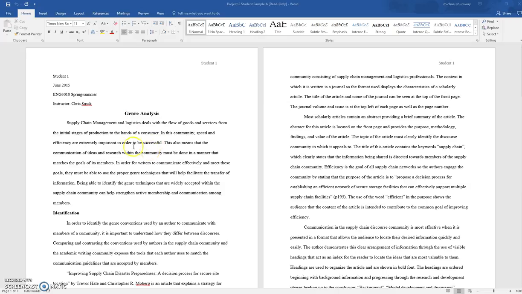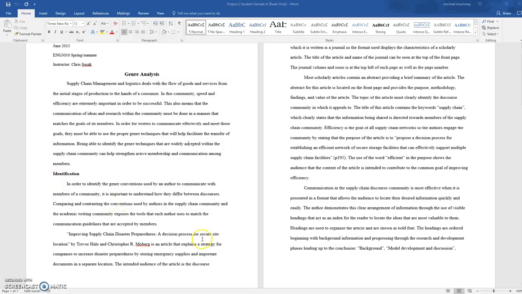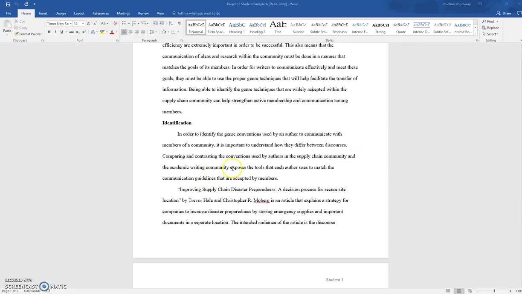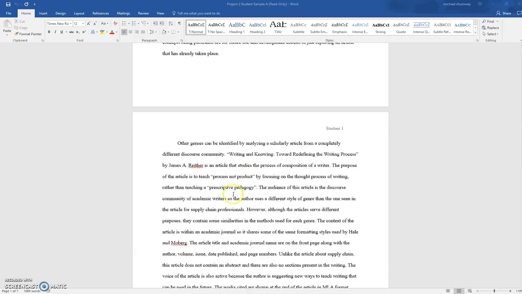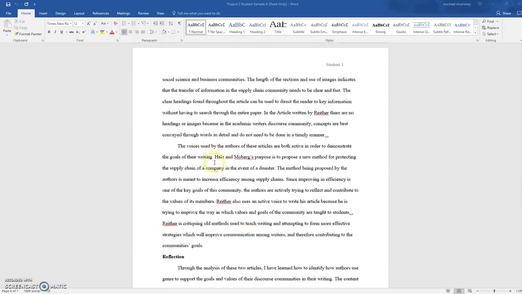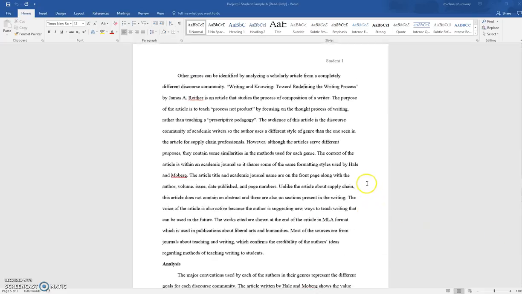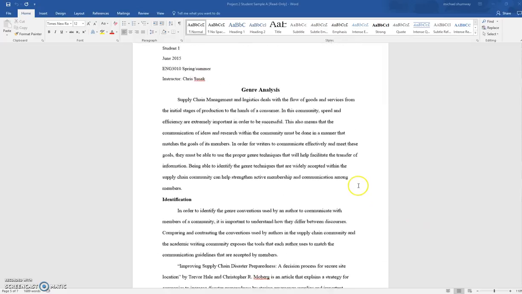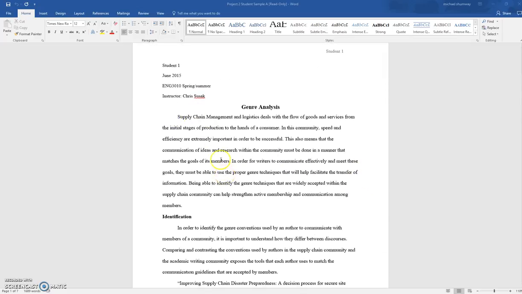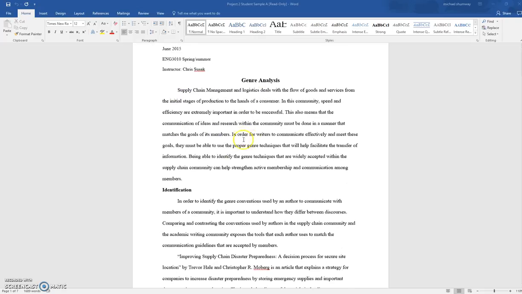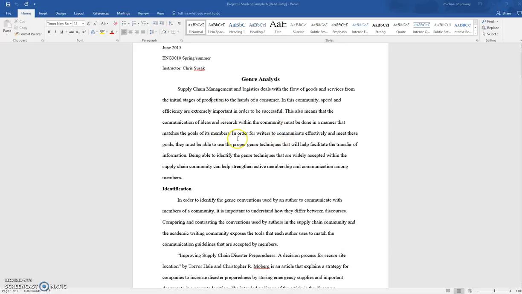Before we dive in too deep, I want to point out that we've got a brief introduction here, and then, if you remember, those 3 sections: let me zoom that in, the identification section, then the analysis section, and then a reflection. So let's take a look. The introduction is going to introduce the community that this article comes from, and give us a brief introduction to what people are trying to do in that community, why they need to communicate, and what they're communicating, essentially.